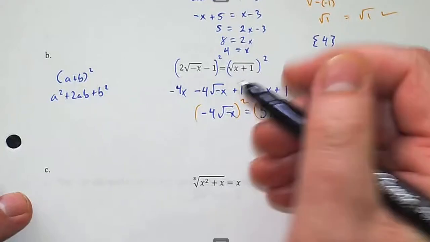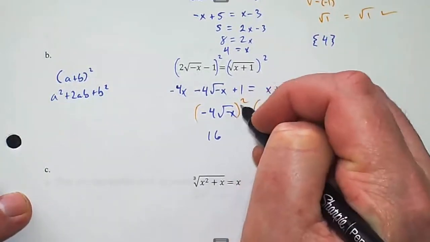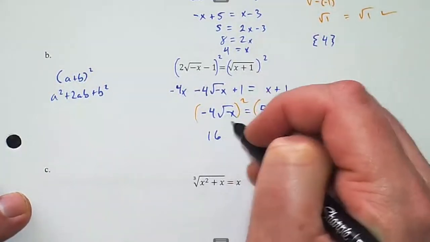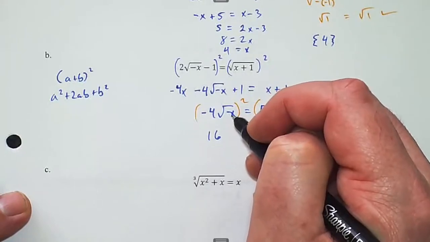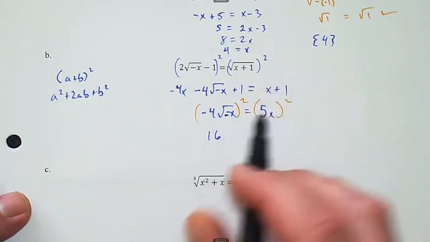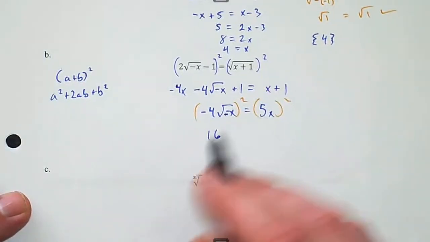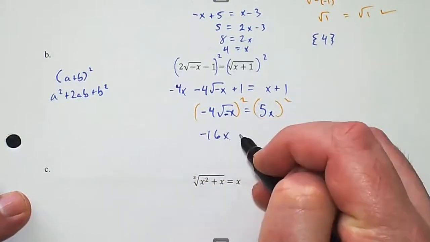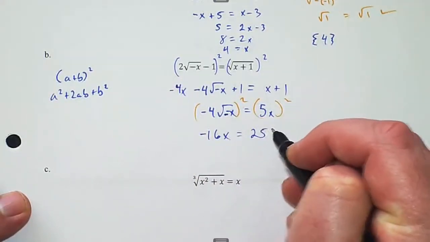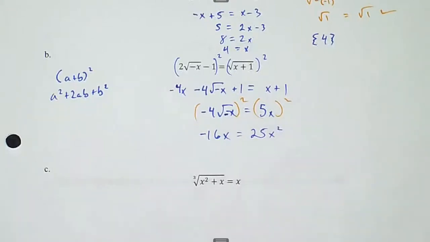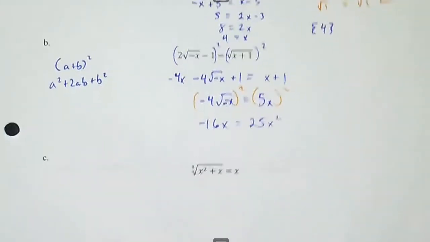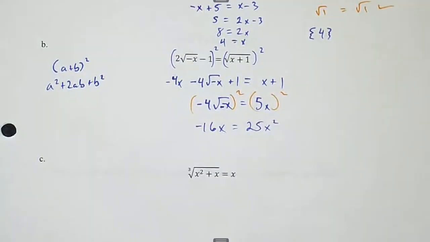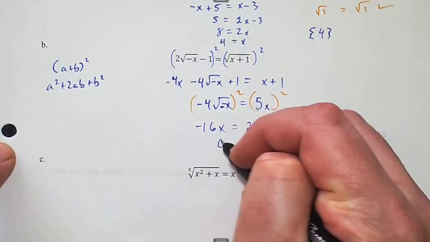So the negative becomes a positive 16. The square root of negative x, though, becomes negative x. All the square does is cancel that square root. The negative inside it's still there, so it's a negative 16x. And then this is a 25x squared. All right, so now at this moment, that's when you say, okay, this is a quadratic. I've got to set it equal to 0 and hopefully factor. If I can't factor it, I'm using the quadratic formula.